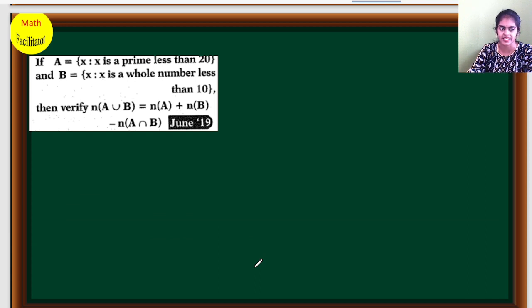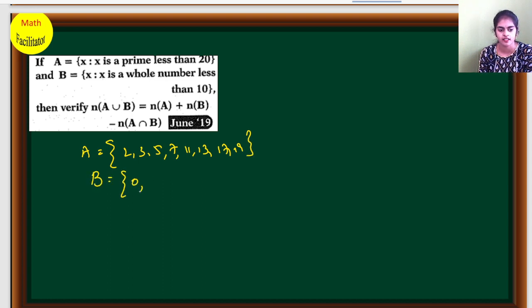So the next question, again, prime number less than 20. You please do this question. So 2, 3, 5, 7, 11, 13, 17, 19. And B is a whole number less than 10. So 0, whole number starts with 0. So 0, 1, 2, 3, 4, 5, 6, 7, 8, 9. Less than 10, so we'll stop at 9.